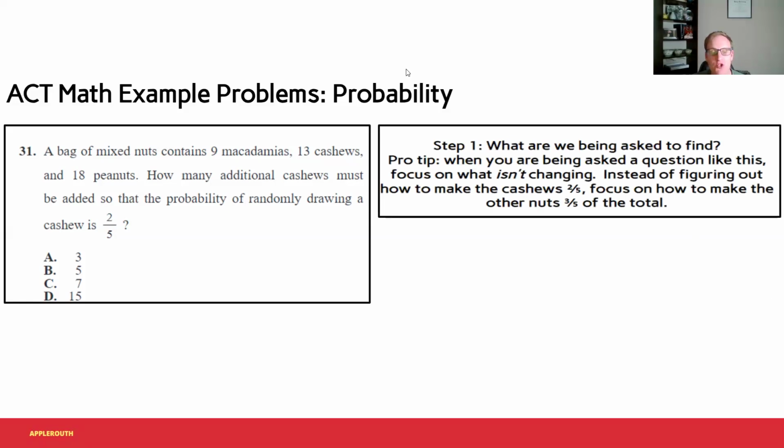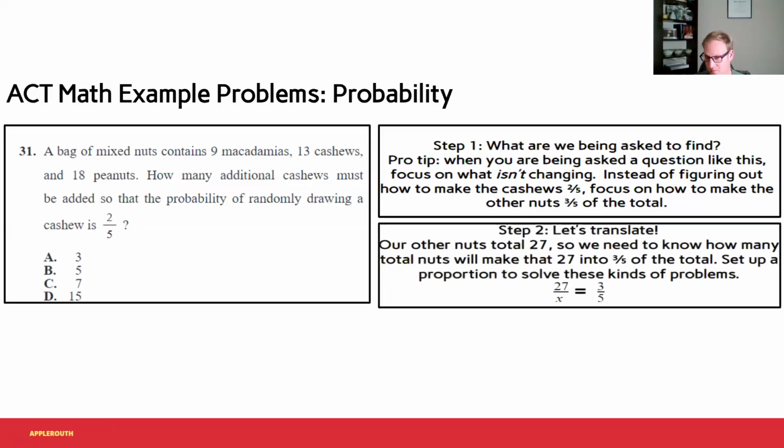When you are being asked a question like this, focus on what's not changing. We're adding cashews, but we're not changing the other 2 types. So instead of focusing on what will make the cashews 2/5, it's, hey, what will make the macadamias plus the peanuts 3/5? Because there's 9 macadamias, 18 peanuts, and those aren't changing. 9 plus 18 is 27. So we're trying to figure out that 27, that would be 3/5 of what number?